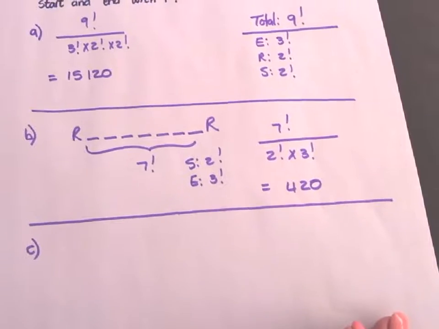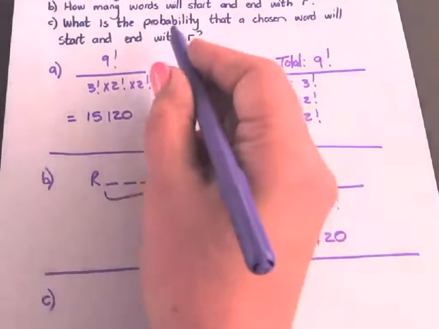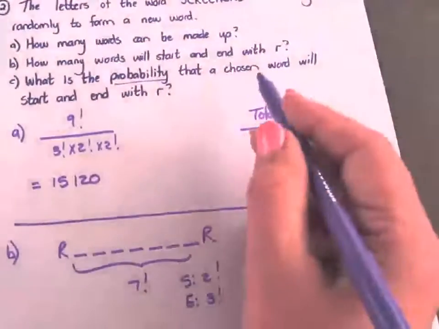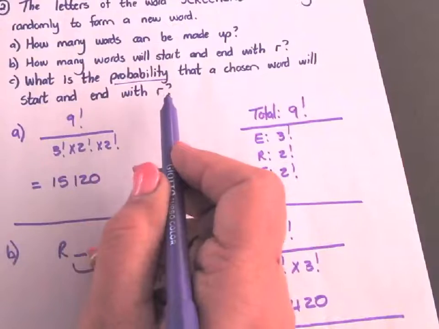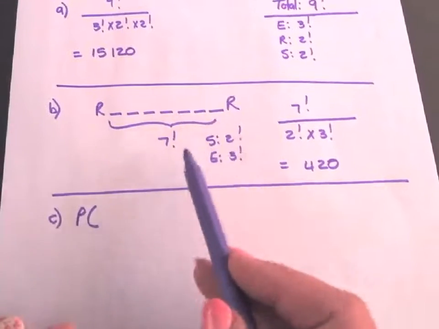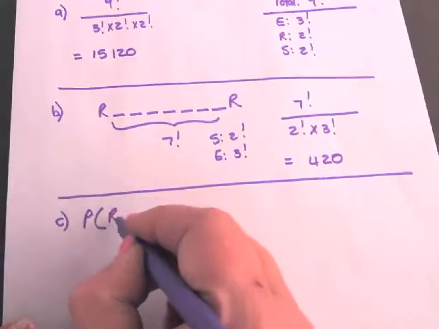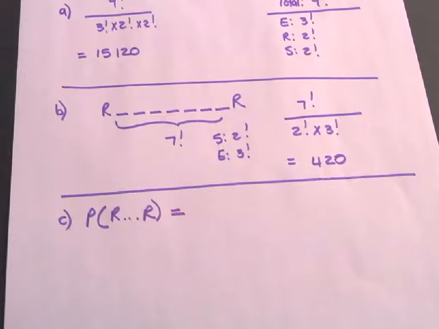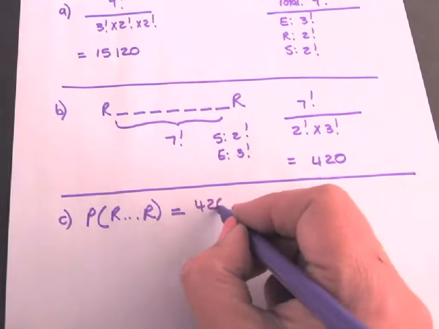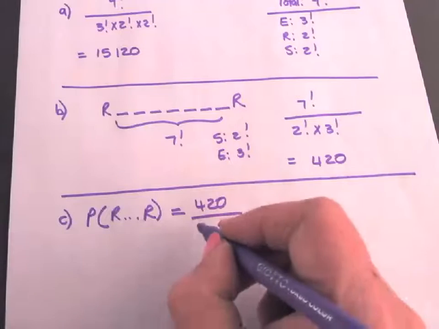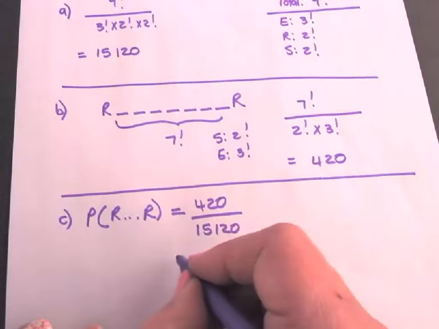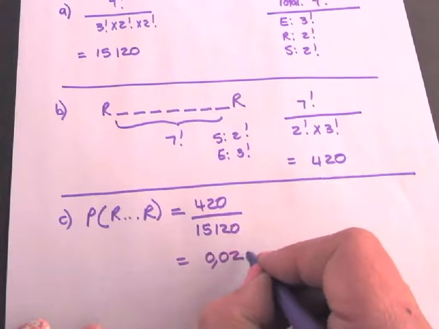Question 3, they ask, what is the probability, so I need a P, that the chosen word will start and end with R. So it's actually this one, we want the probability of this one. So we start with R and we end with R. What is the numerator? 420. And the denominator? 15120. And that gives us 0,028.